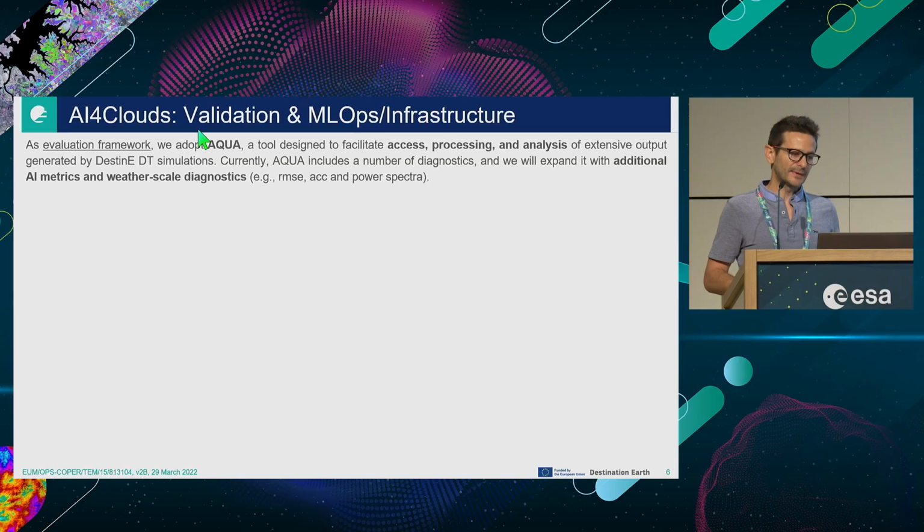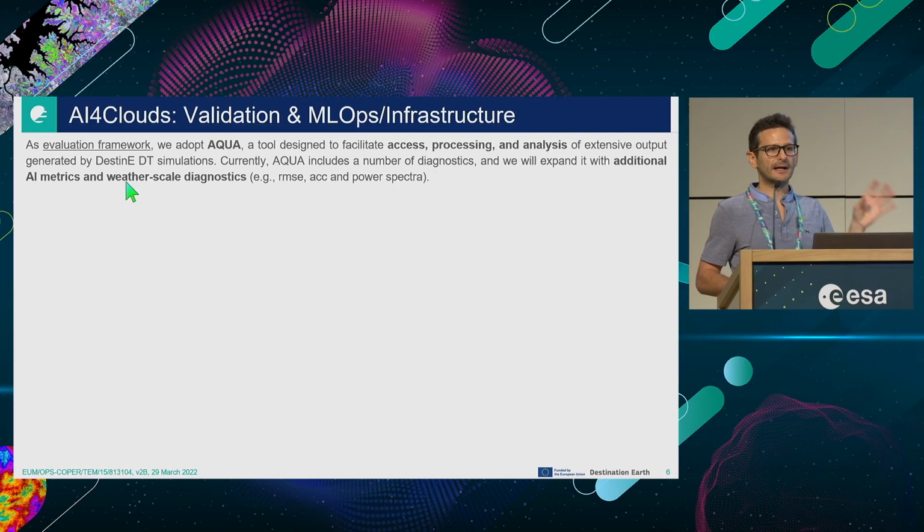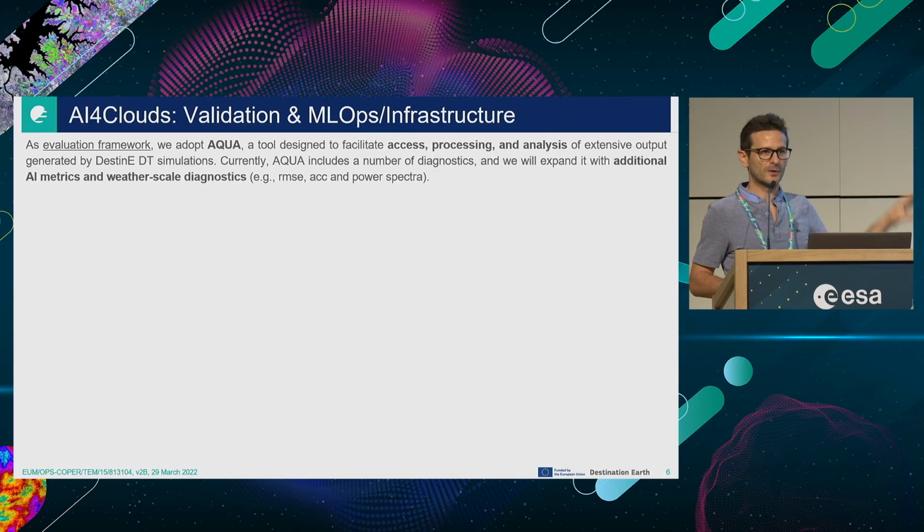So finally, regarding validation and infrastructures, we adopt AQUA. AQUA is, as we saw yesterday, an evaluation framework developed for DestinE that allows us to access, process and analyze DestinE simulations. It already includes a number of diagnostics, particularly for climate time scales. And we will expand with additional machine learning metrics and weather scale diagnostics that at the end of the line will be available for the community.